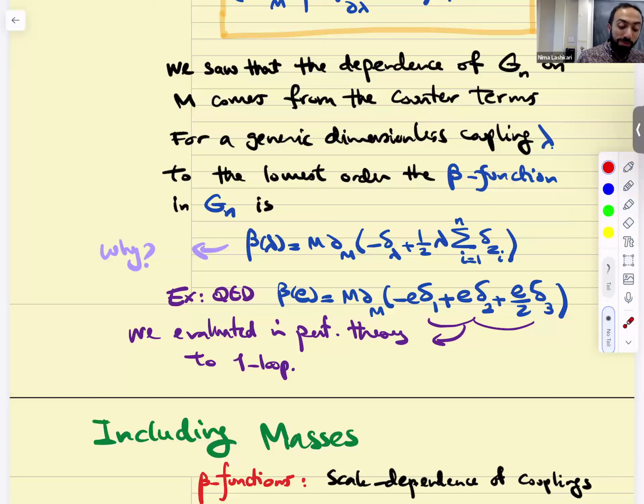All right, so these equations are not explicit, but we did evaluate delta 1, delta 2, delta 3 in one loop in perturbation theory. This semester or last semester, I don't recall. I think last time we definitely did. So you just plug the values in, you take derivatives, and you get the beta function for QED.